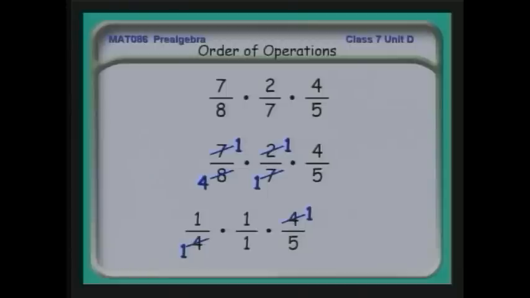And now what I'm left with is very, very straightforward, because multiplying across the top, I get 1. Multiplying across the bottom, I get 5. And my final result for this example is 1/5.